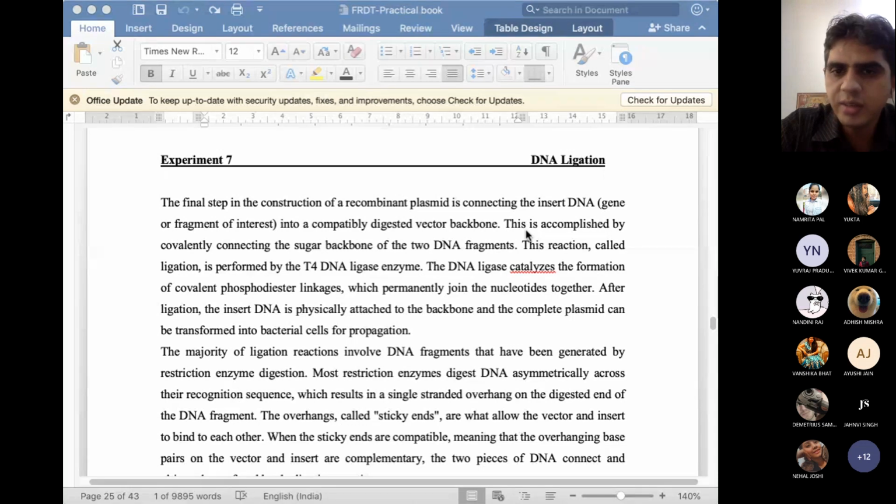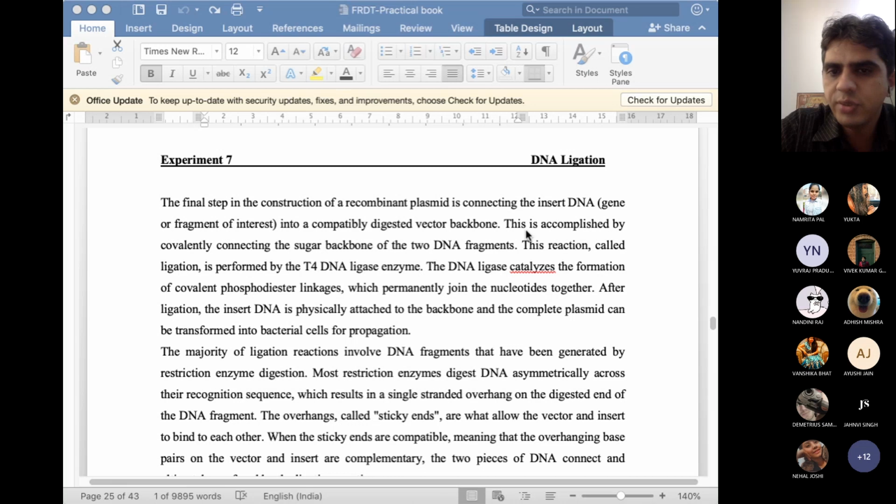If you have blunt ends, then the issue is different, because everything is compatible. But if you have sticky ends, then only those ends which have the complementary overhang are able to join. This is accomplished by covalently connecting the sugar backbone of the two fragments. The reaction is called ligation. So the reaction in which you join two fragments is called ligation.